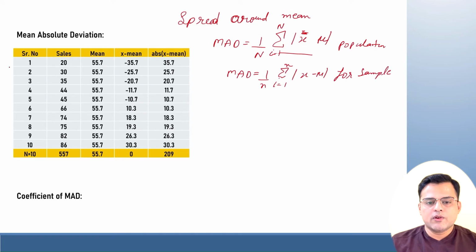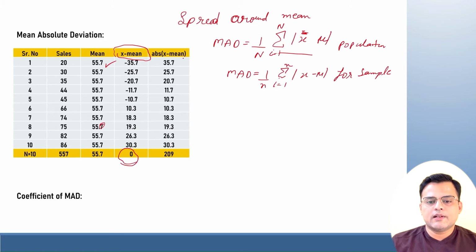Now what we are doing over here, we have the sales data for 10 days and we have calculated the mean value and we have calculated the x minus mean. Why can we not use x minus mean? Because if you take the summation of all the values, it will become 0.